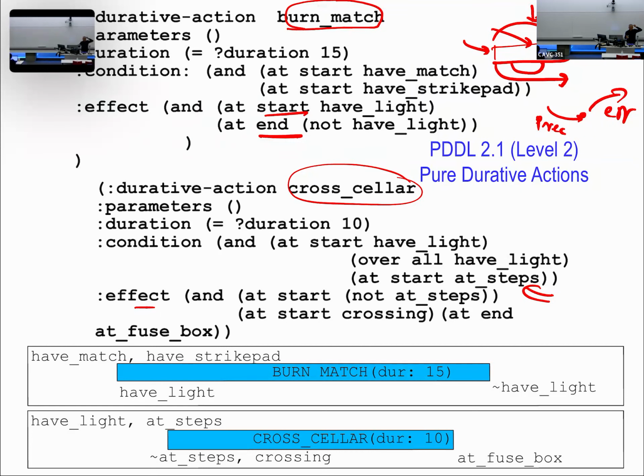So this is all the thing that it's capturing for you. So at start, you are not at the steps, because you have already started crossing the cellar, so you're no longer at the steps. And at the end, you are at the fuse box. So abstract all the details, and still you have this much that at least you need to think about.